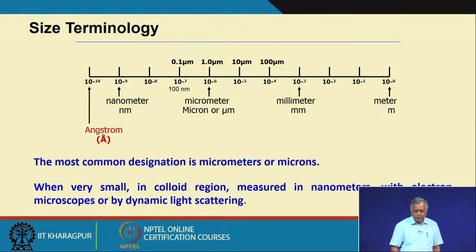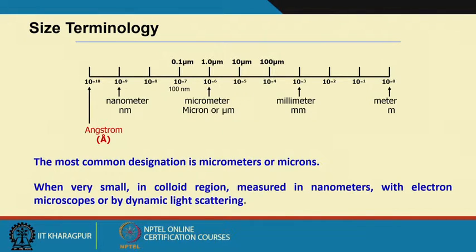And most commonly we use the micrometers, because if you remember our discussion on liberation, we are mining such low grade ores these days that you have to grind the rock to very fine particle sizes, and you have to define them in terms of micrometers. They are not even in the millimeter sizes many times. That is dictated by their liberation behavior. When they are very small, that is the colloid region, measured in nanometers.